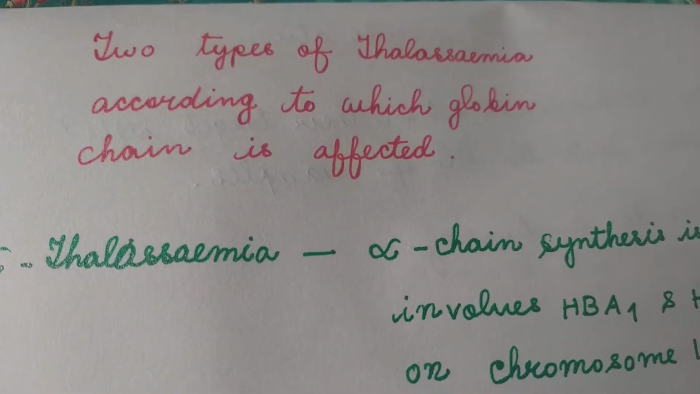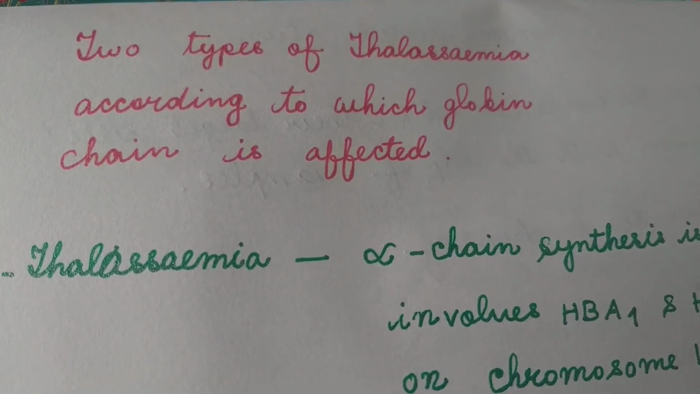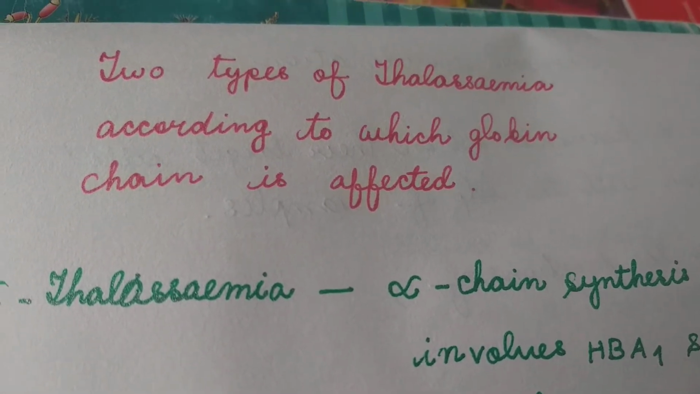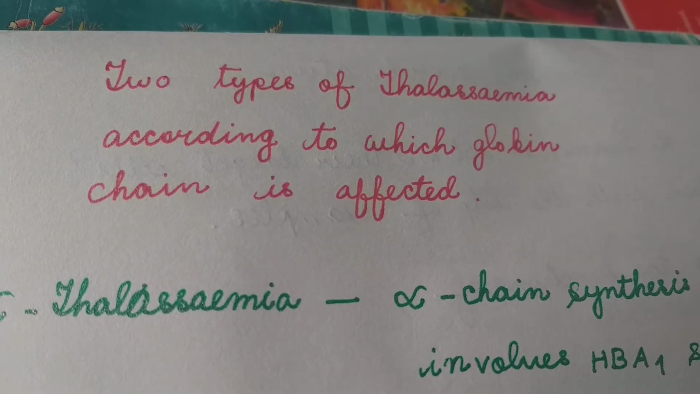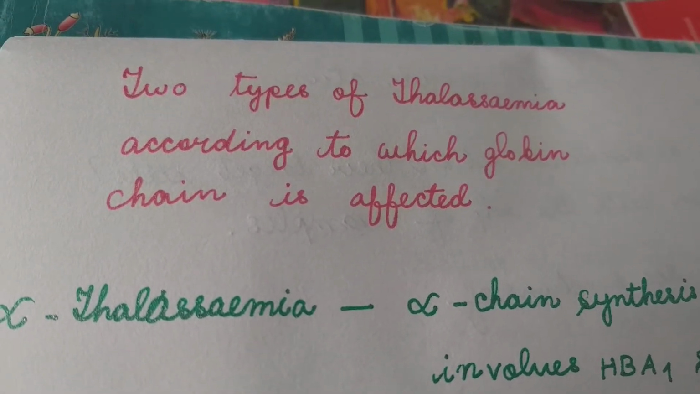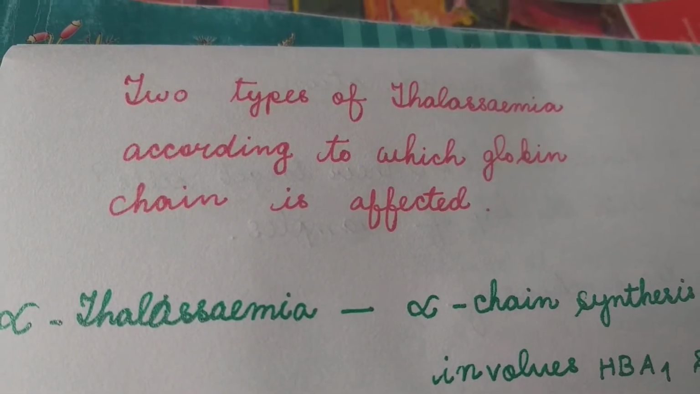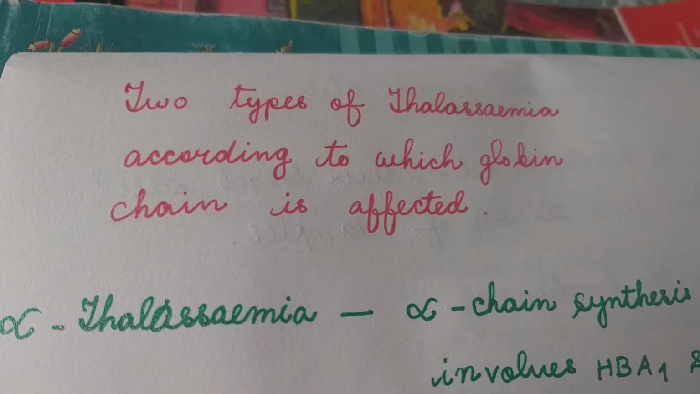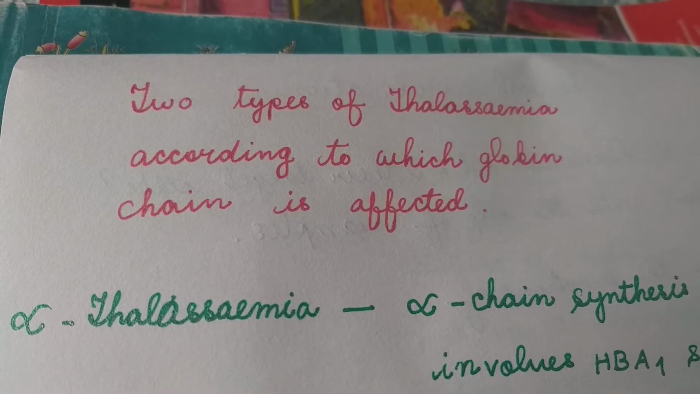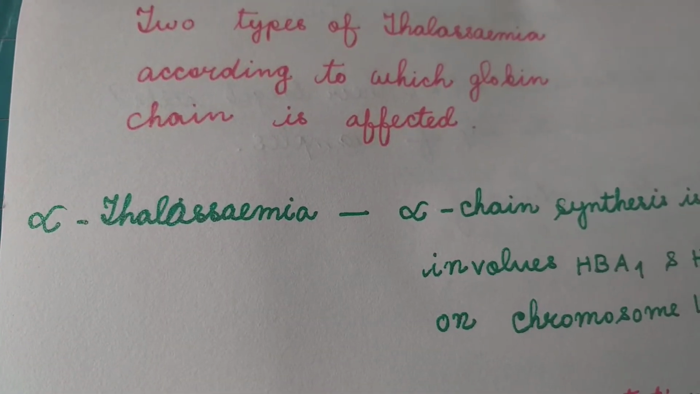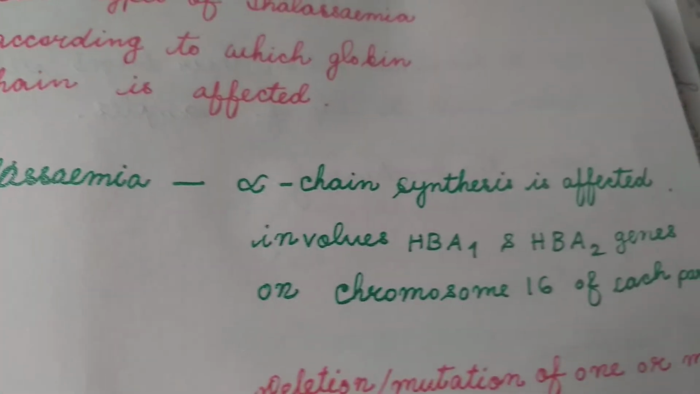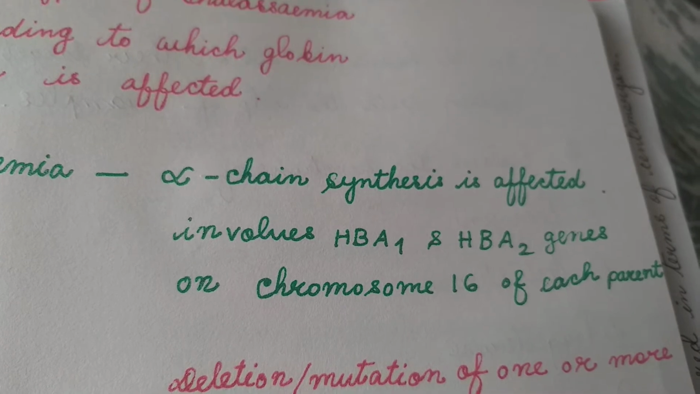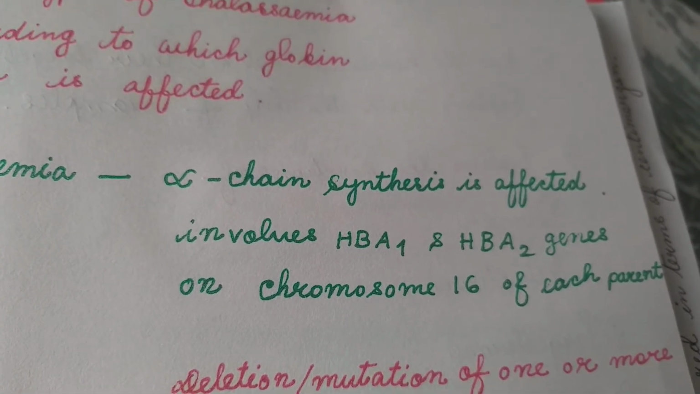There are two types of thalassemia according to which globin chain is affected. Hemoglobin consists of two alpha chains and two beta chains. Alpha thalassemia means the synthesis of alpha chains is affected.